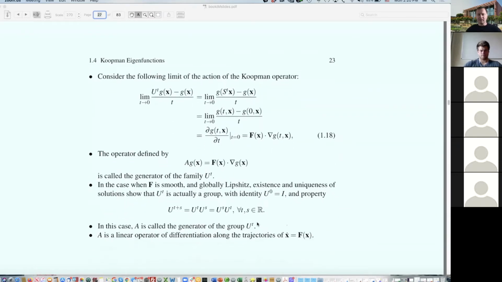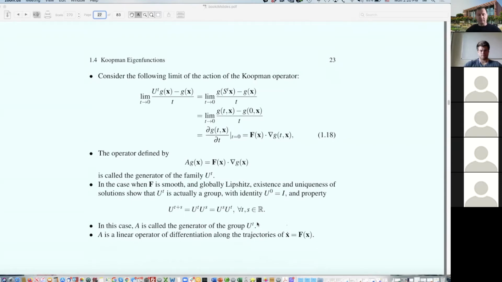So let's go a little bit further, and we will see that what we derived, that expression of partial G with respect to t, which contains something like this, actually shows up when you consider the following. So let's take the function G, some observable, and then act on it with the Koopman operator U_t. So U_t G minus G is the object that we want to consider, and let's divide it by t and take a limit when t goes to 0. That's pretty simple to compute.